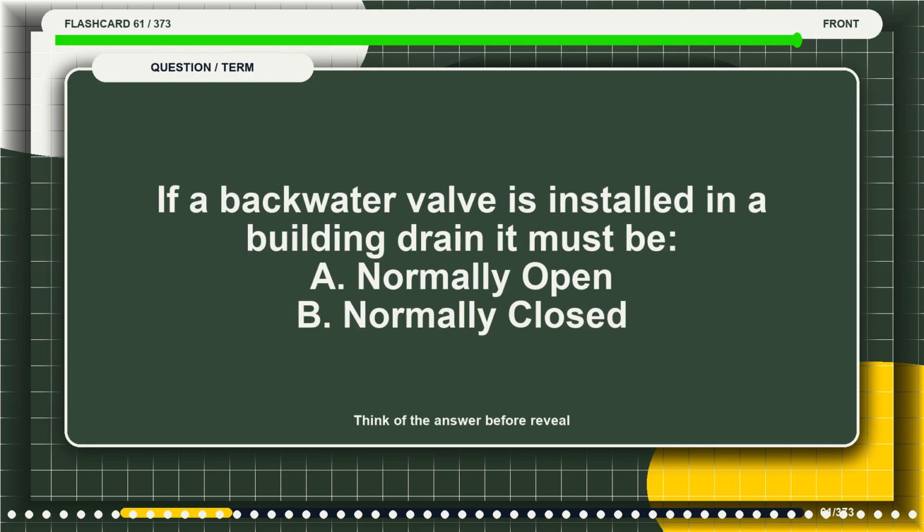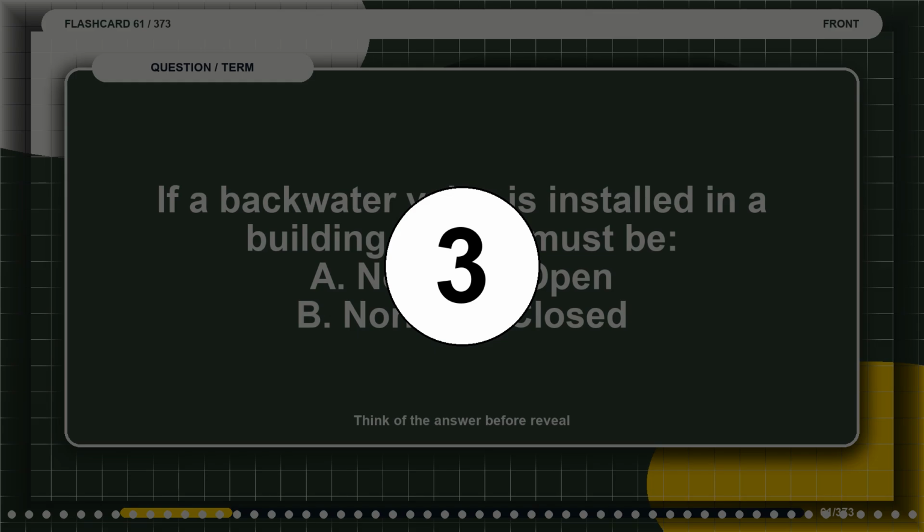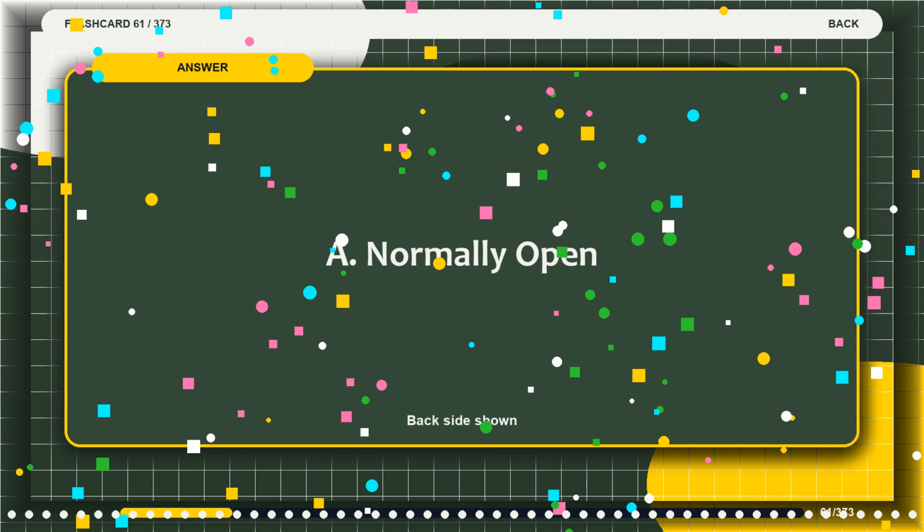Flashcard 61. If a backwater valve is installed in a building drain, it must be: A. Normally open. B. Normally closed. Think of the answer before the reveal. The answer is A. Normally open.